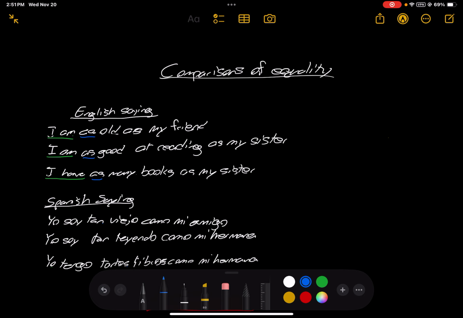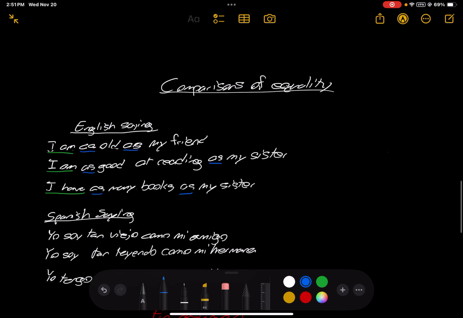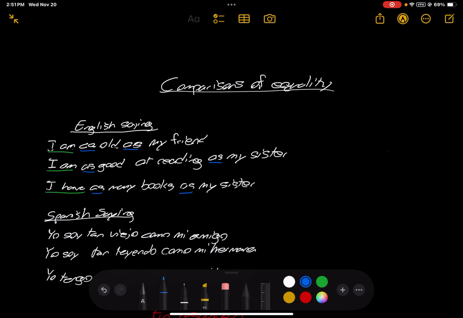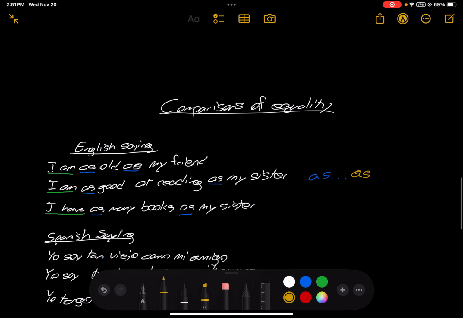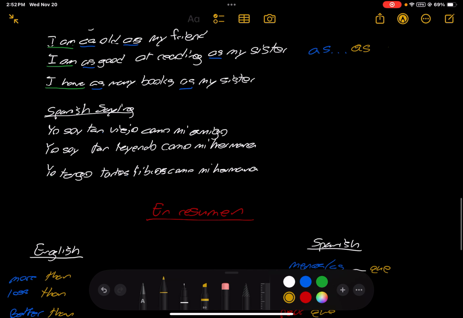But in English, you'll notice that they're followed by as again. So we say as. So as good as, as bad as, as handsome as, as funny as, etc.